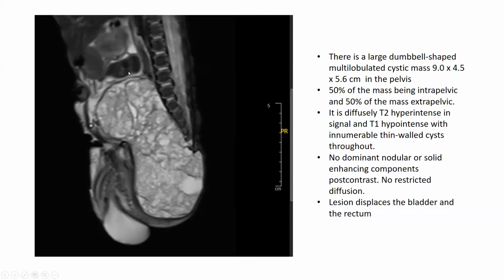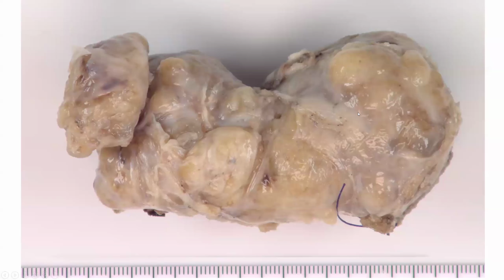And they describe in the radiology as 50% of the mass is intrapelvic and the other 50% is extrapelvic, comprised of numerous thin-walled cysts and no dominant nodular or solid enhancing components post-contrast, no restricted diffusion, and the lesion, of course, being that size, displaces the bladder and the rectum. And so here is the gross specimen that has been excised, and you can see that it has this very dumbbell type shape to it.